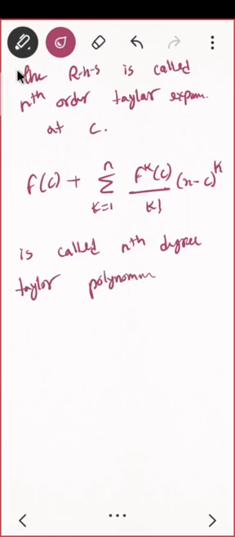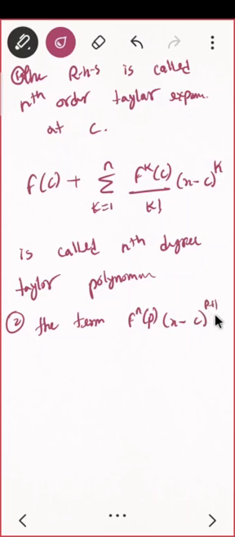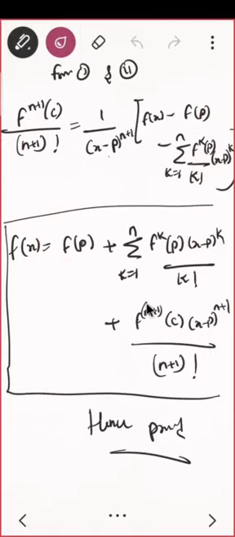You can say this is note 1. And second note, the remainder part, the term f nth derivative at p, x minus c raised to p plus 1 upon p plus 1. Just check this part. This last, oh, this should be f n plus 1.